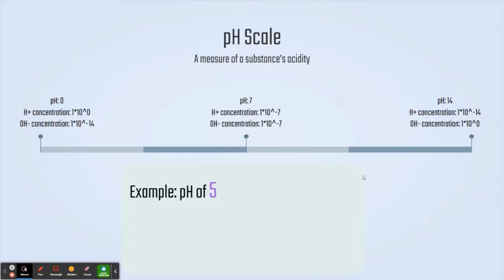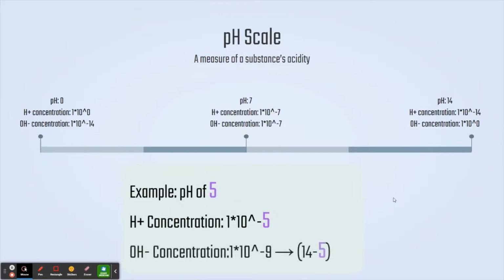Let's take a pH of 5. What would be the H plus concentration for this? Well, we know that it's 1 times 10 to the something, and since it's a 5, we can just put a negative 5 here. So how do we find the OH minus concentration? The OH minus concentration will be 14 minus 5 for the exponent, and the negative of that. So it would be 1 times 10 to the negative 9. Just remember that the H plus concentration, as you move up 1 pH, is going to be smaller by a factor of 10. However, the OH minus concentration is going to increase by a factor of 10.